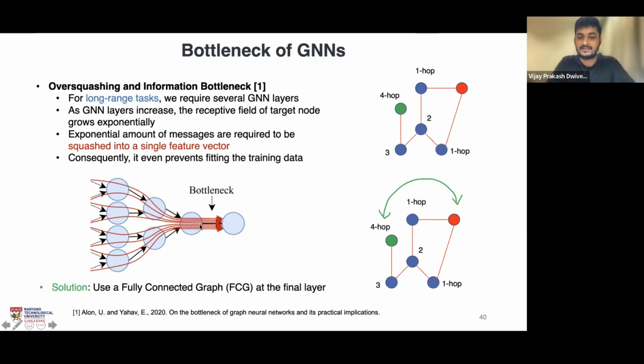This picture from the paper by Alon and his co-authors exactly shows this phenomenon: if information is coming from distant nodes, all these feature vectors are being summed or aggregated, or some kind of function is applied, but the end output is being squashed into one single vector, and there may be some critical information that can be lost.